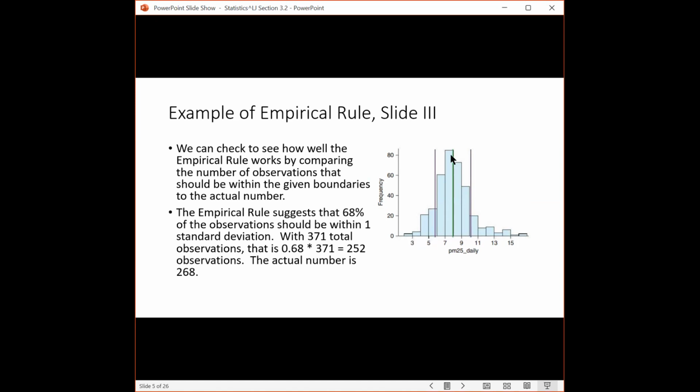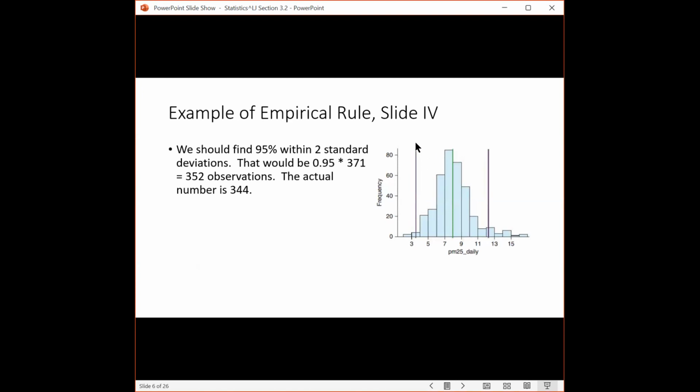If you actually look at the observations themselves and count them up, you can't do that with the bars here, but you could if you actually had a list. You have a list, and you count how many are between these two red bars, the values at these two points. And what you actually get is 268. So 252 is the estimate from the empirical rule, 268 is the actual. Those are pretty close. It's hard to tell exactly how close. We'll come back to that in a minute.